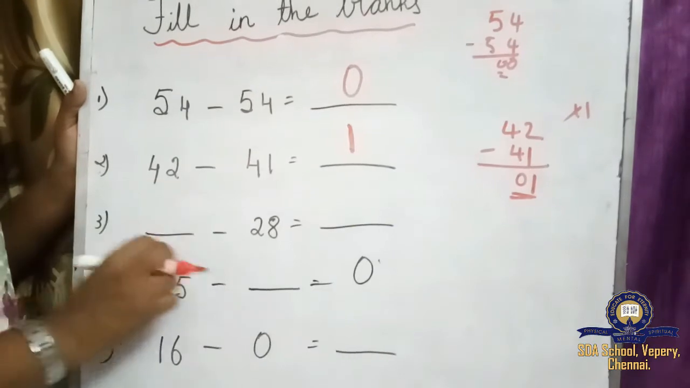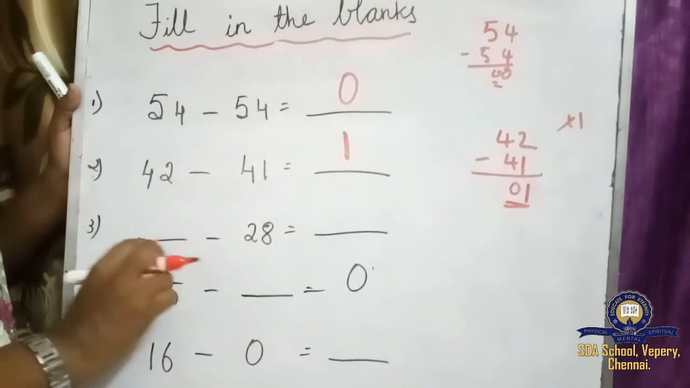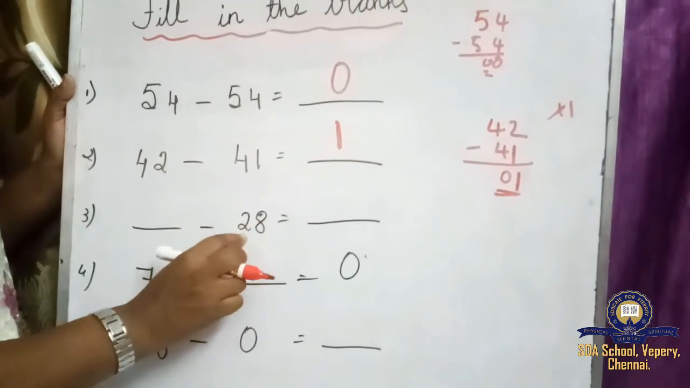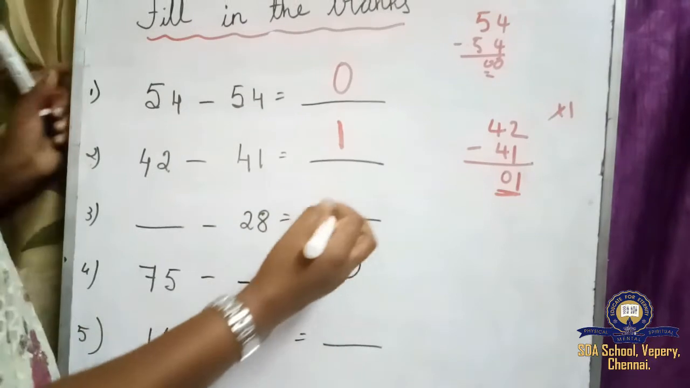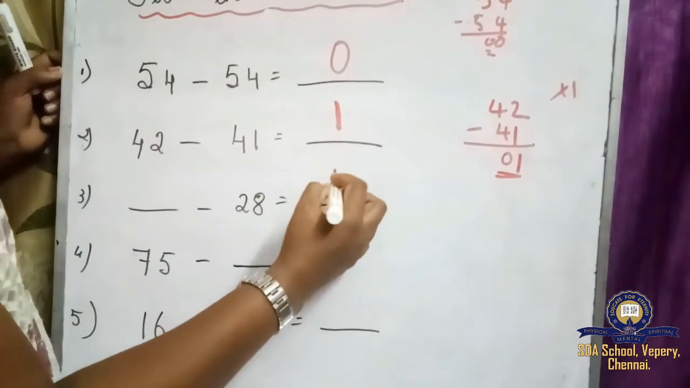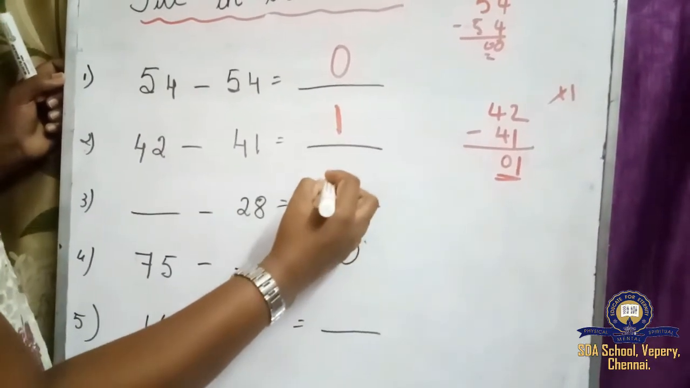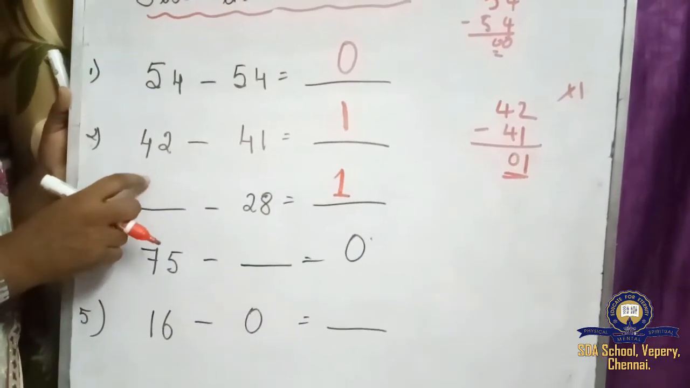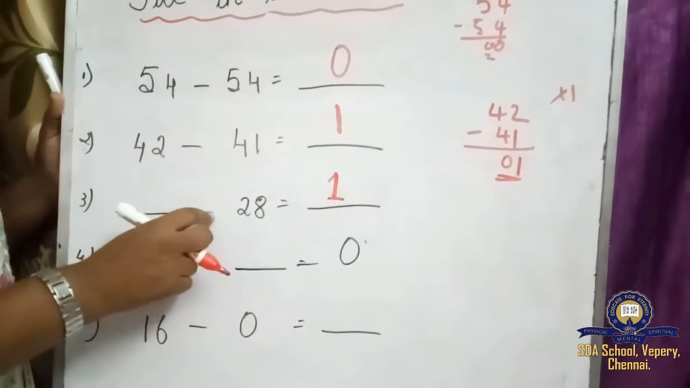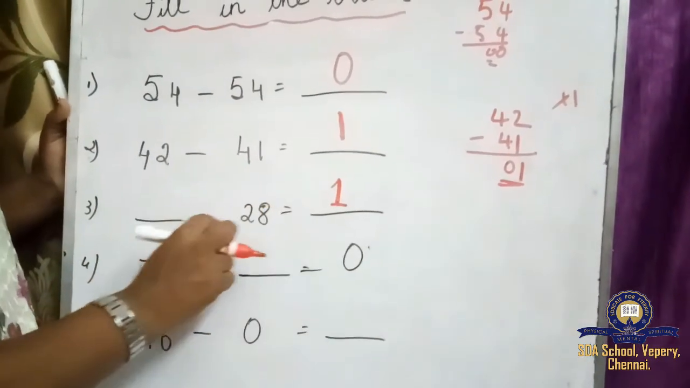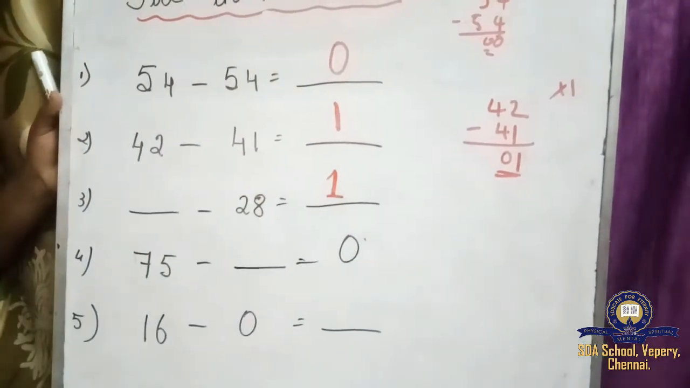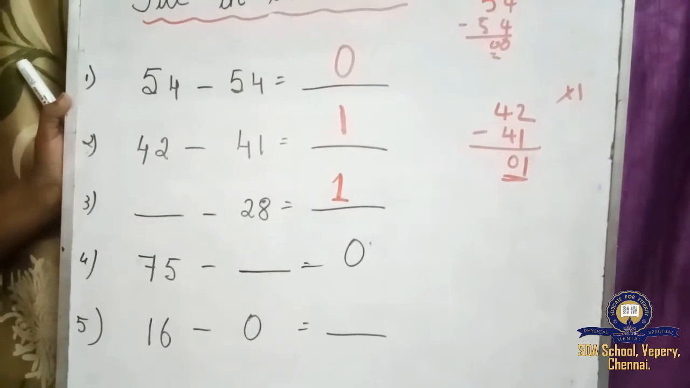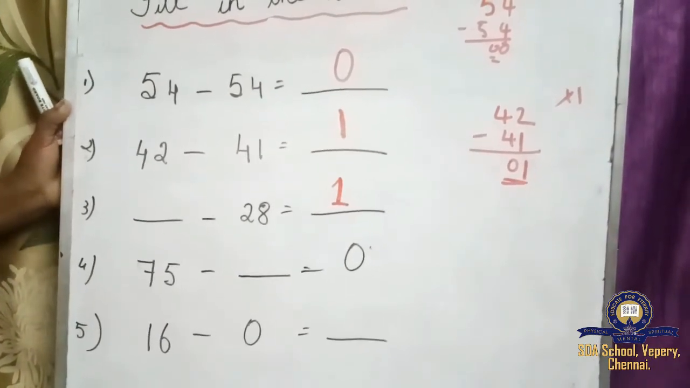Next, see, the number is missing here. They have given only minus 28 is equal to 1. They have already given the answer. You have to find the missing number here. Dash minus 28 is equal to 1. What will be the missing digit? Think, children, think.